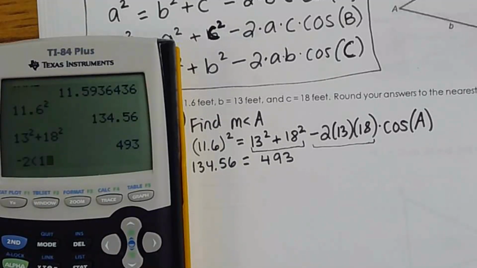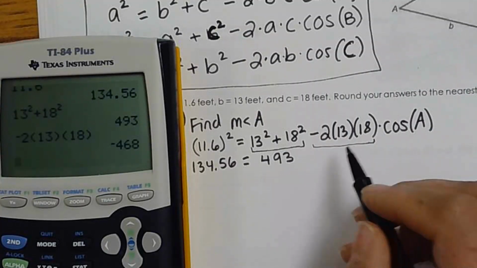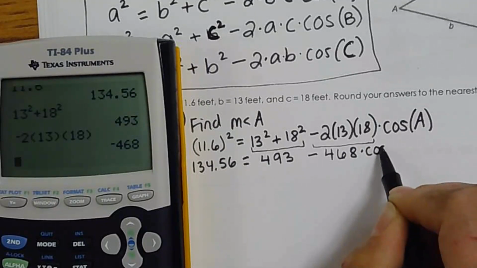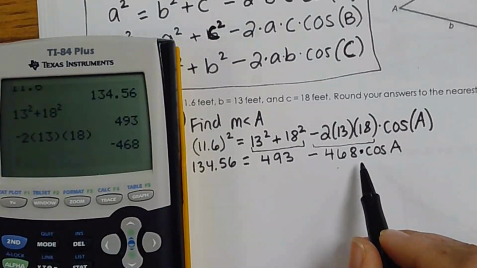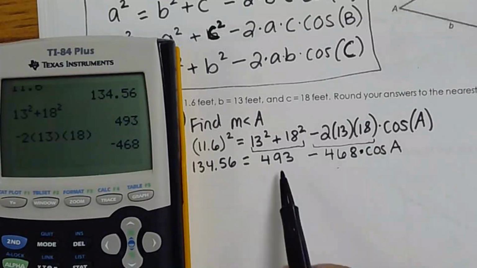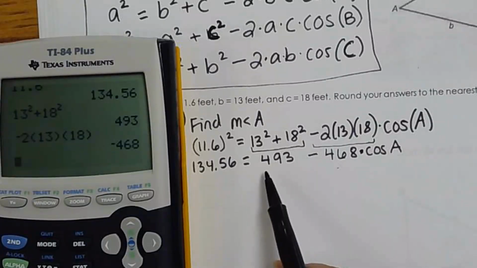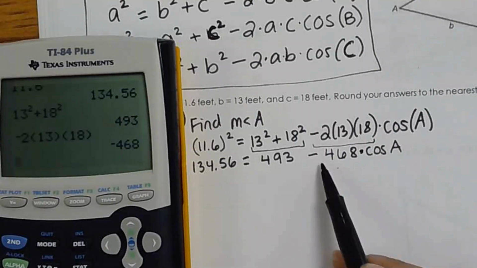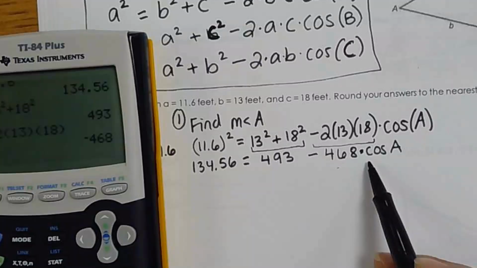13 and 18. Okay, and then we get negative 468, so like a minus 468. Now cosine A is attached, like it's being multiplied to that negative 468. So a common mistake here is to try to subtract these two numbers. Can't do that because this is just a number and this is 468 cosine A. It's like an X almost attached to this. So when I solve this, I have to still get this cosine A all by itself.